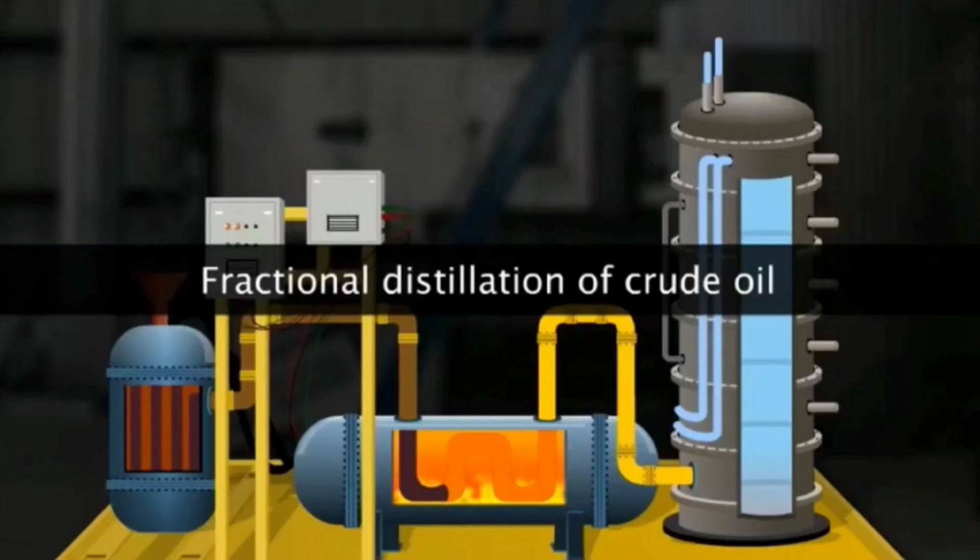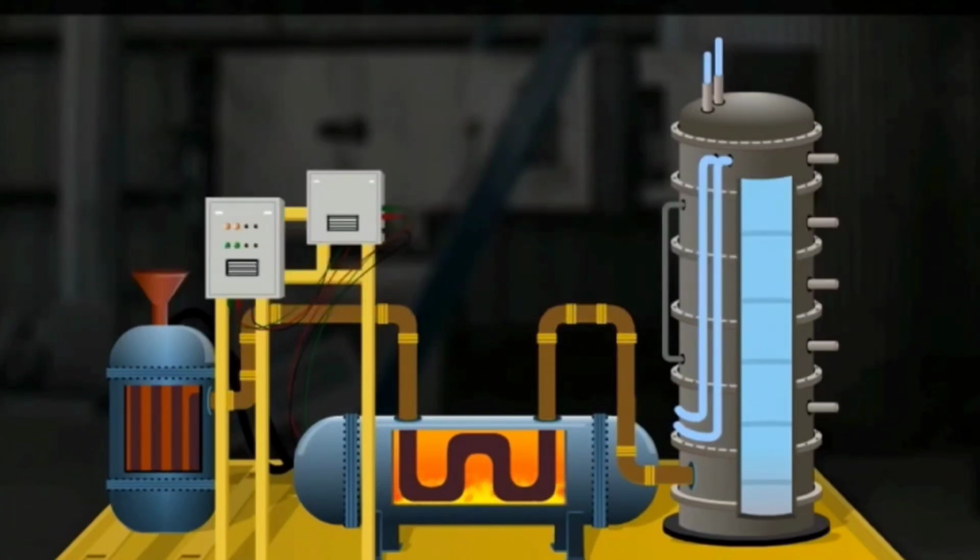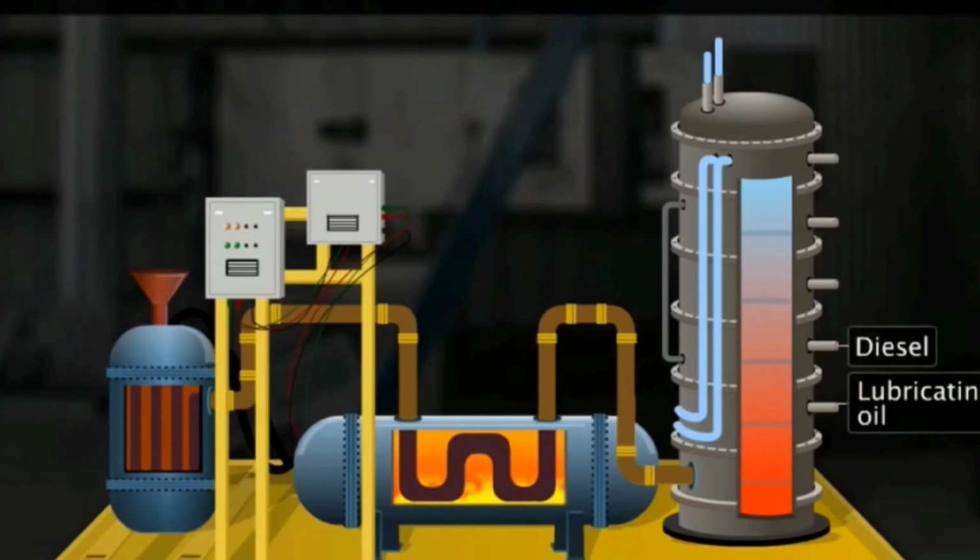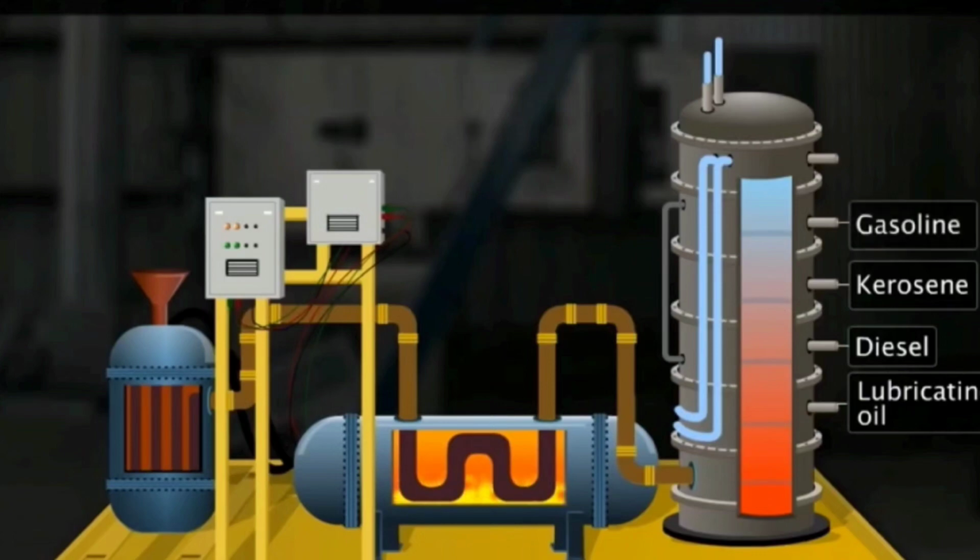Crude oil is vaporized in a furnace and sent into a fractional column, where the vapor cools down to form various products at varying temperatures. These products include lubricating oil, diesel, kerosene, gasoline, and petroleum gas.